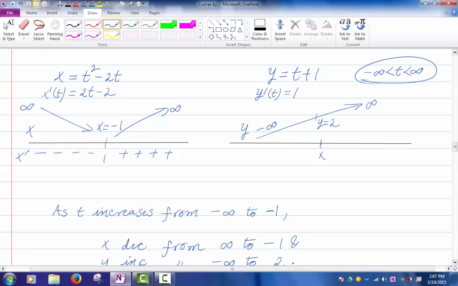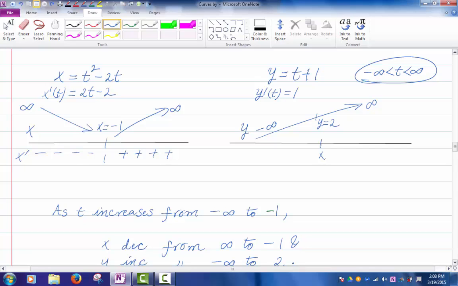So what is the derivative of x? The derivative of x would be 2t minus 2. And then what's the critical point? Where is the derivative 0? The derivative is 0 exactly when t is 1. Now I have to know where the derivative is negative and positive. When t is 0, you get negative, so on the left side of 1, the derivative is negative. When t is 2, the derivative is positive, so on the right side of 1, the derivative is positive. Right?